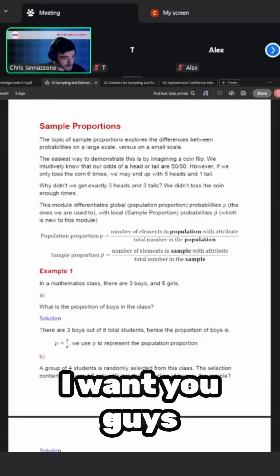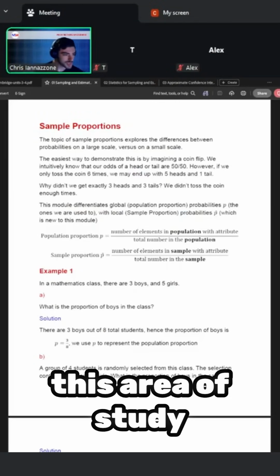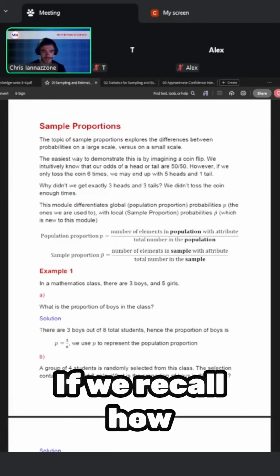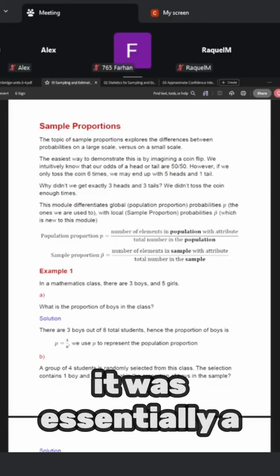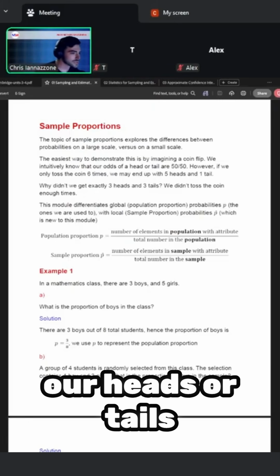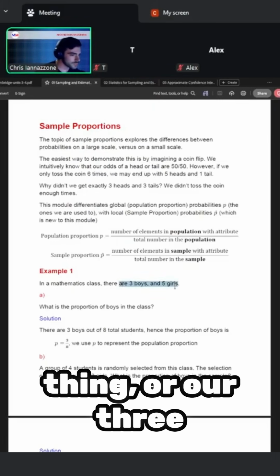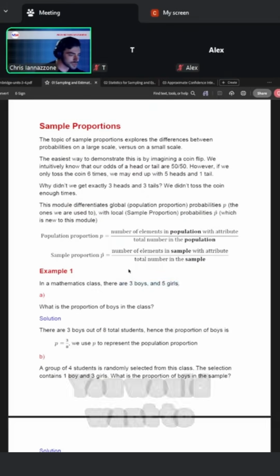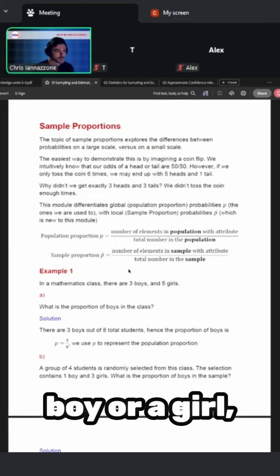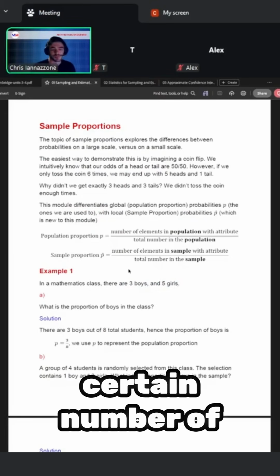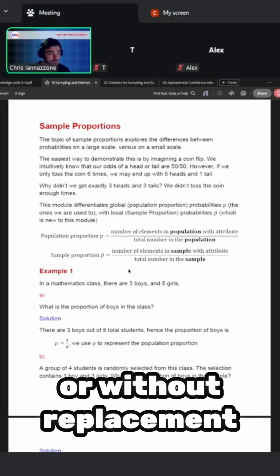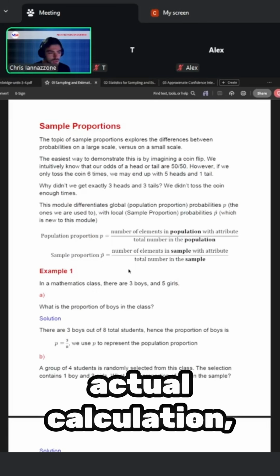Fundamentally, the only thing I want you guys to really understand about this area of study is how you compare it to discrete. If we recall how we handled discrete probabilities, it was essentially a matter of saying, let's say we got our heads or tails thing, or our 3 boys, 5 girls, for instance. You would want to find out the probability of either selecting a boy or a girl, and you'd have a certain number of trials. Like let's say we're trying to select 3 individual students. Whether it's with replacement or without replacement changes how you handle that actual calculation.